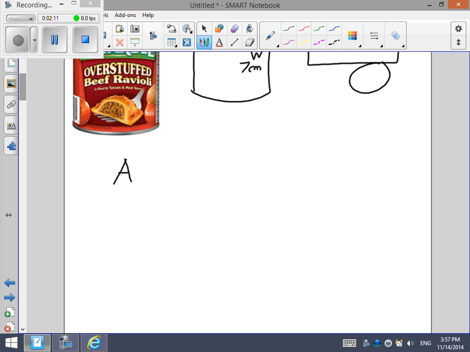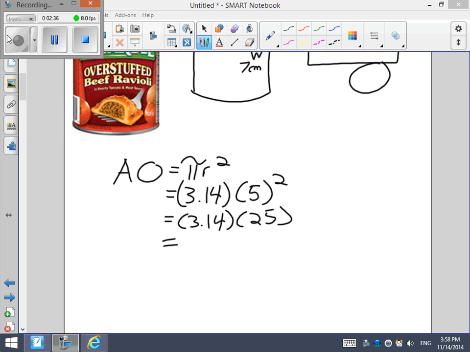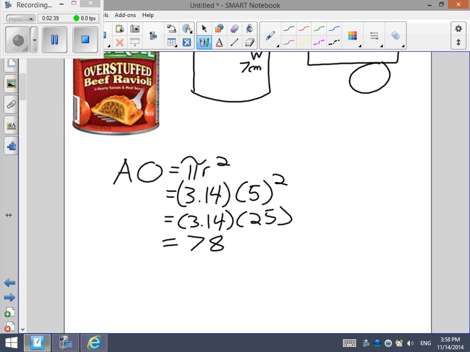So, if we move down a bit here, get some room. The area of the circle, like I said, pi r squared. So we have 3.14, and the radius was 5, squared. So we'll do that square first, pretty easy. 5 times 5 is 25, and 25 times 3.14 is 78.5. And remember, we always want to use the right units because this is area. We're going to use centimeters squared.